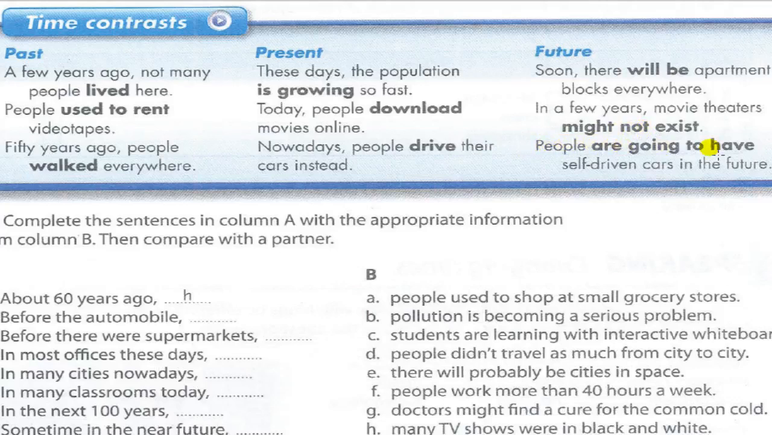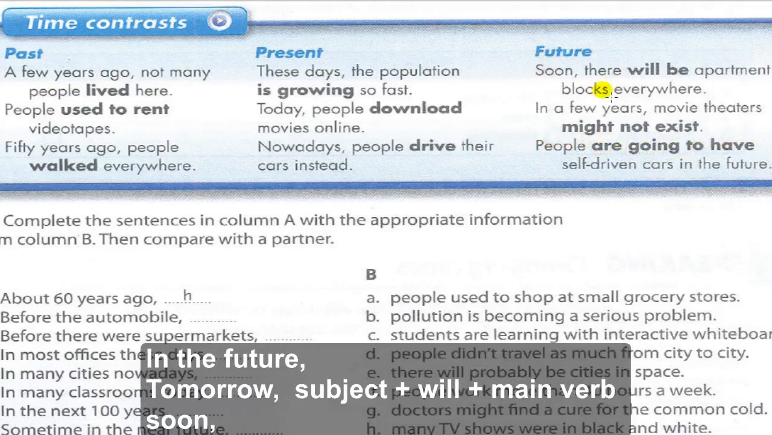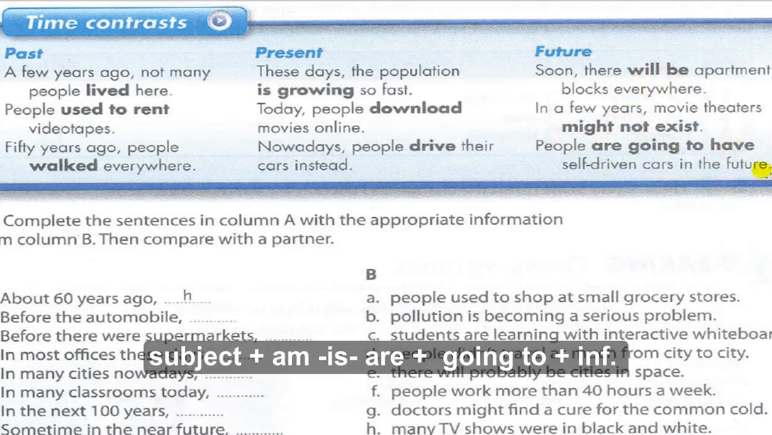People are going to have self-driving cars in the future. So this is in the future. You can use also what? Subject, am, is, are, going to, plus infinitive. So again, for the future, you can use will, subject, will, plus main verb, or subject, am, is, are, going to, plus the verb.